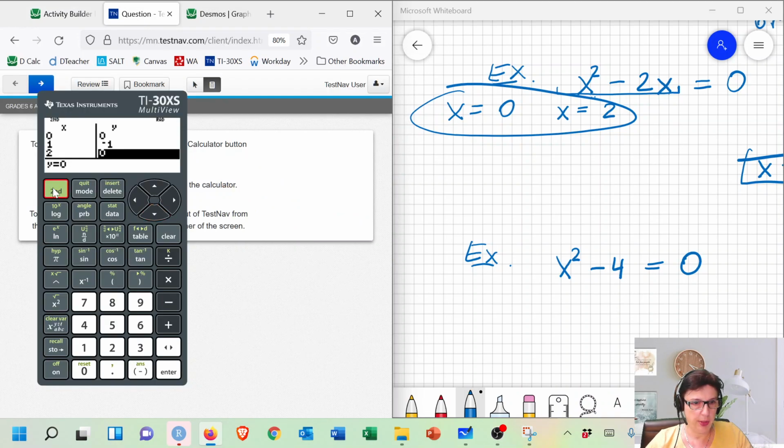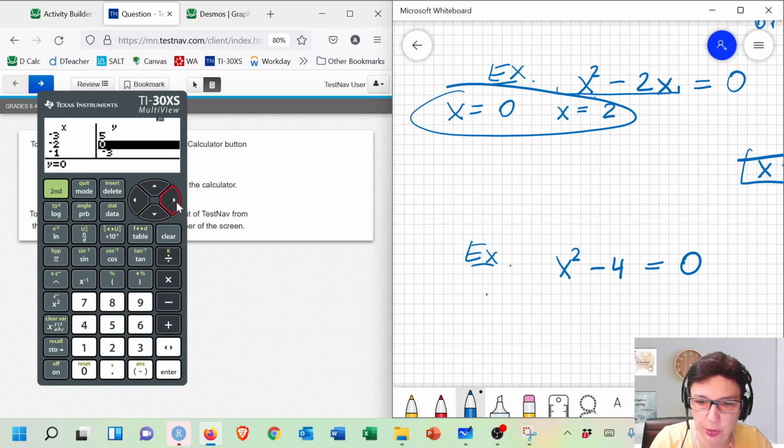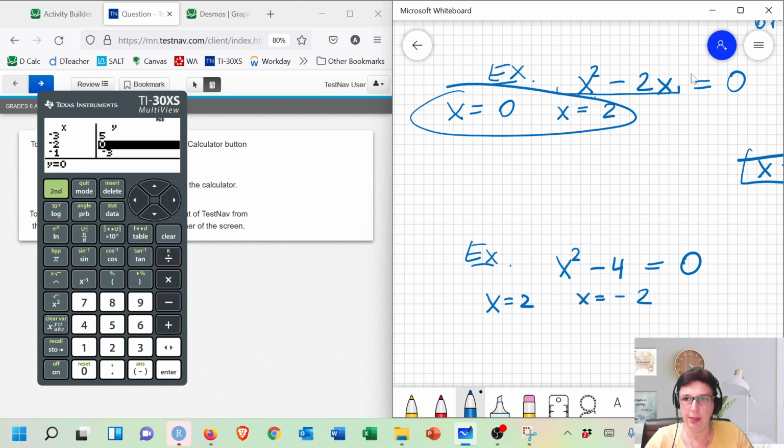Okay, so let's quit out of this. Again, go to table, clear it, and put in the new one, x squared minus 4. Let's see when that's going to be 0. I can see that y equals 0 when x equals 2, but is that the only answer? Let's scroll up and down. We can see there's another 0 at negative 2. So we got two of them: 2 and negative 2. So we know that that's the answer.